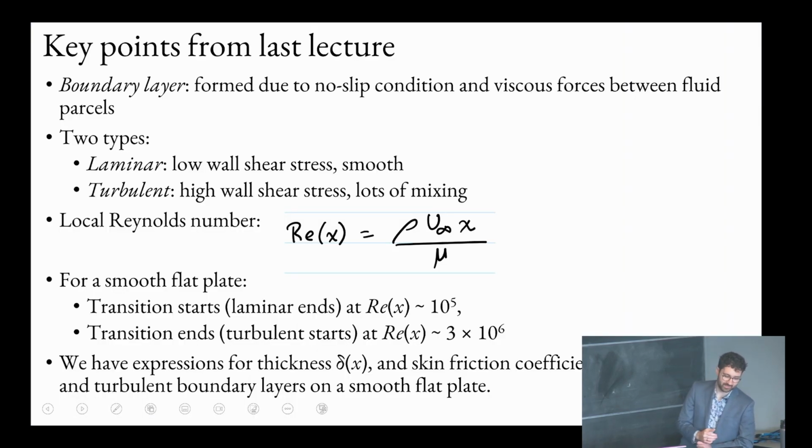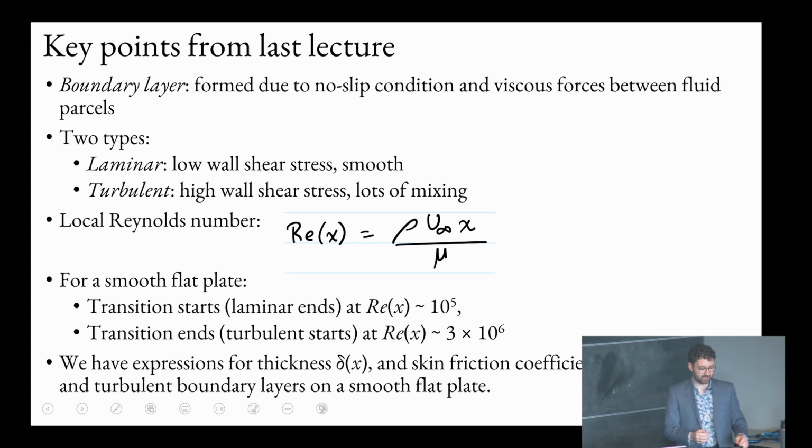Just a review of what we covered last lecture. Boundary layers are a viscous phenomena, and they form because of the no-slip condition on a wall. The no-slip condition causes fluid parcels to stick to the wall, and those fluid parcels encounter a shear stress that is transferred through the rest of the fluid. So it creates the drag due to viscous shear stress.